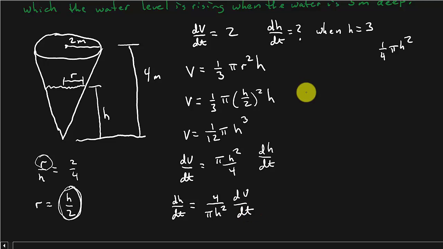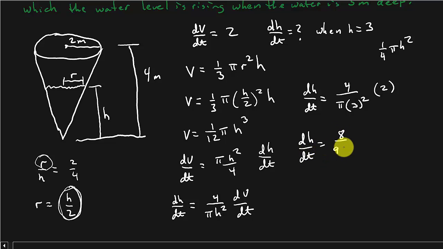All right, so that's going to give us dh/dt is equal to, now just plug everything in. Look, do I have h? Yeah, that's 3. Do I have dV/dt? Yeah, that's 2. And so this is going to give me 4 over pi times, let's see, h is 3, so that's 3 squared times dV/dt, which is 2. And so I get dh/dt is equal to 8 over 9 pi.